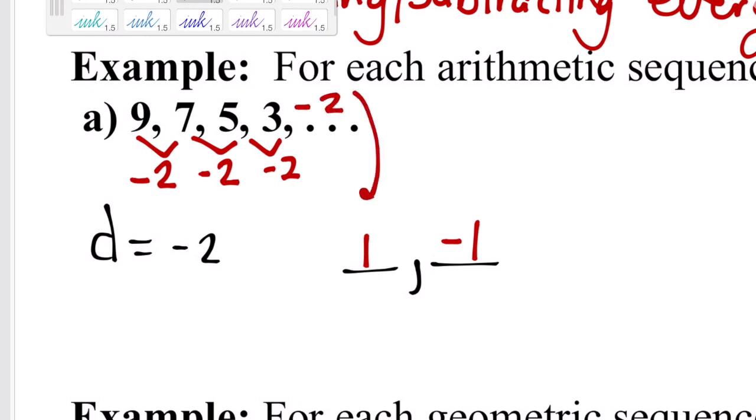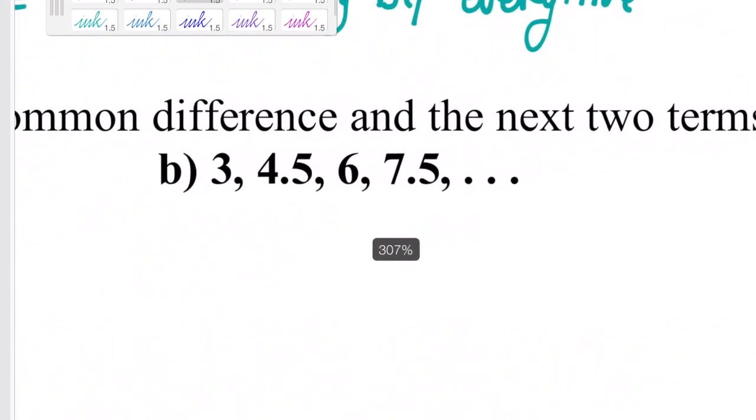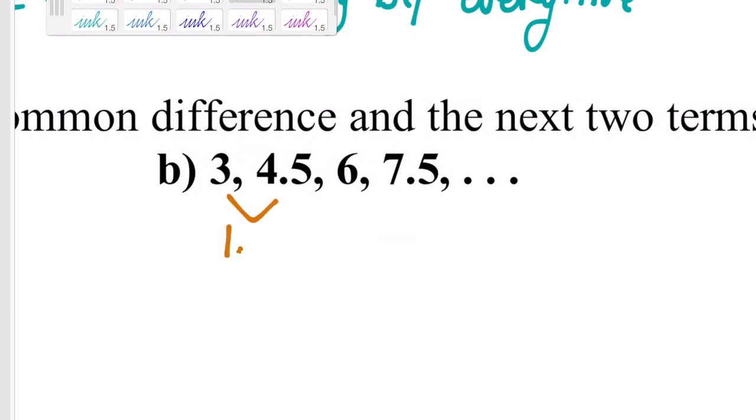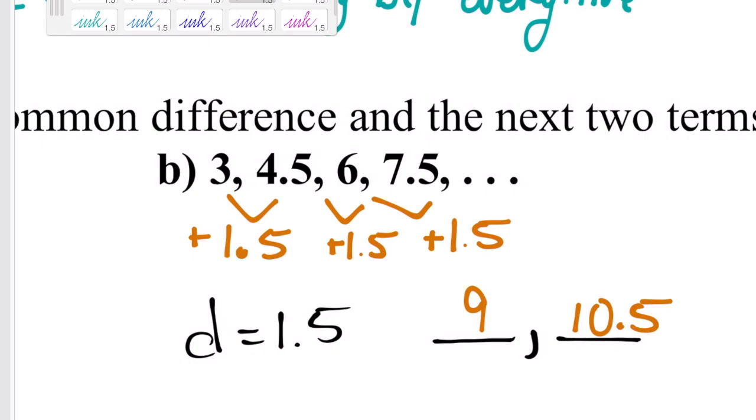So -2 gave us that 1. And then minus another 2 gave us that -1. And we're done. So just looking at the pattern, figuring out how to continue. Next one. So looking at this, it looks like we're adding by 1.5 every time. So that means my common difference here is 1.5. So if I continue, I add 1.5 to 7.5, I'm going to end up with 9. And then when I add 1.5 to 9, I'm going to end up with 10.5. Ta-da!